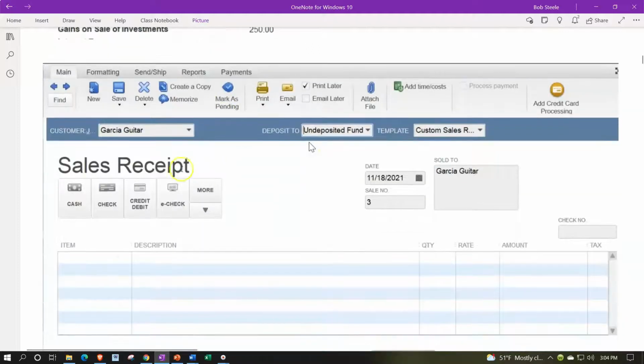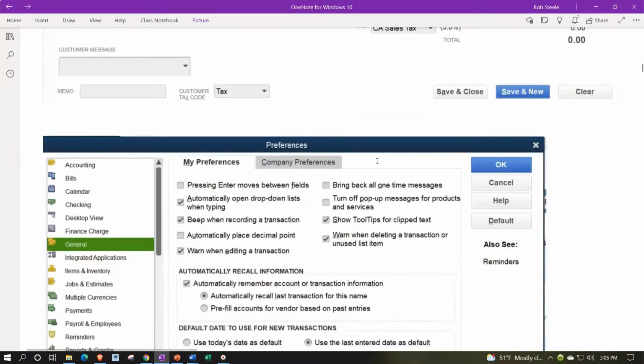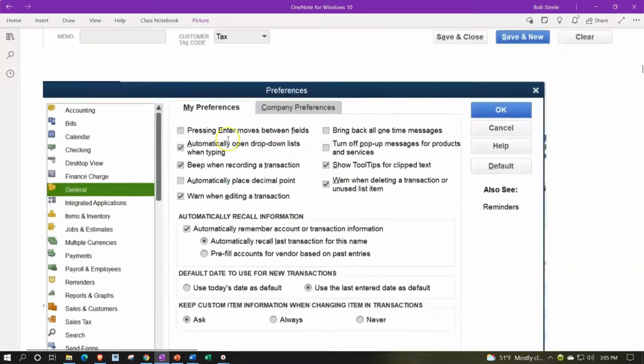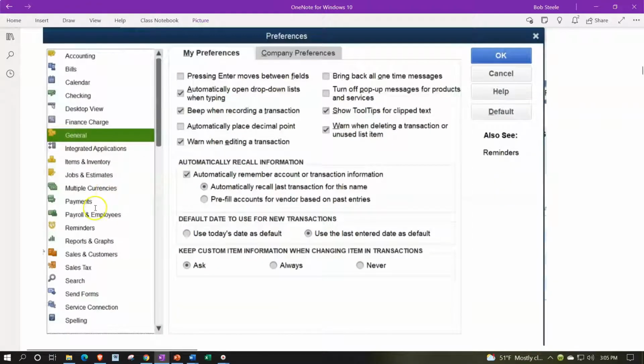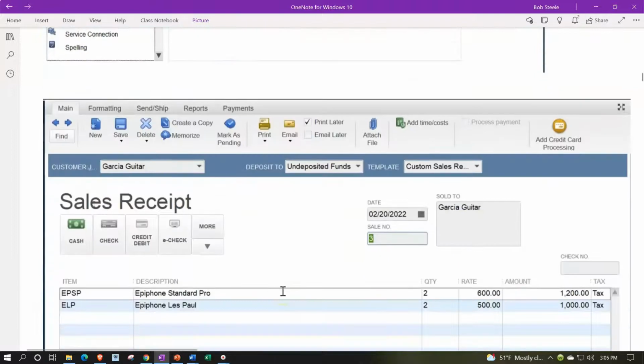Here is the sales receipt. We're going to say Garcia Guitars. It's going to go to undeposited funds, noting that undeposited funds is the default. You wouldn't see this option here at all unless you change the settings, go into the edit drop down, then go into preferences, and then the payments settings, and turn this on, so you have the option to deposit it directly in the checking account if you so choose. Here are the actual settings for the preferences. It would be down here in the payments, I believe, if you wanted to make that change.